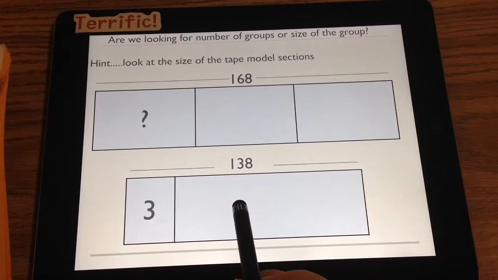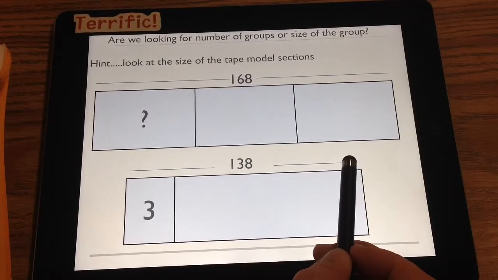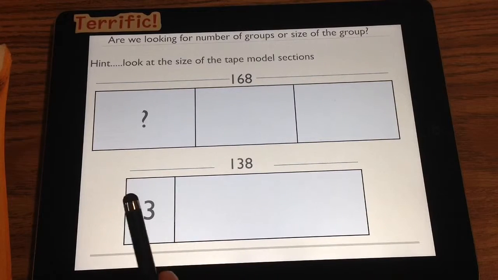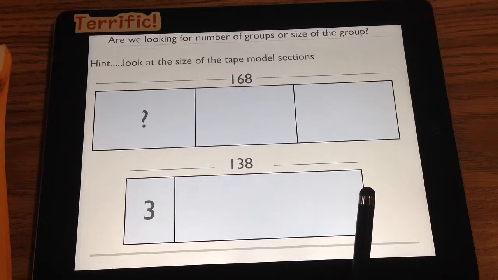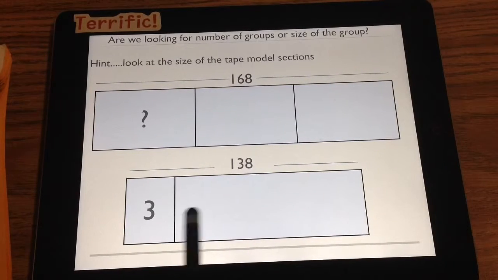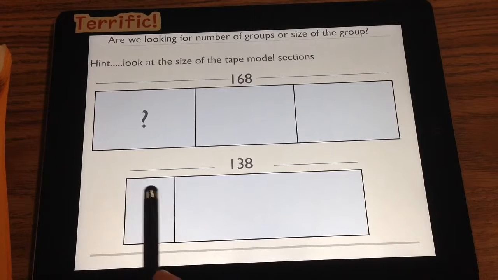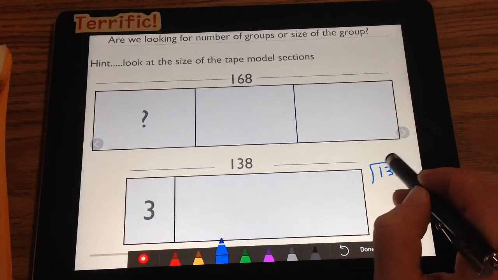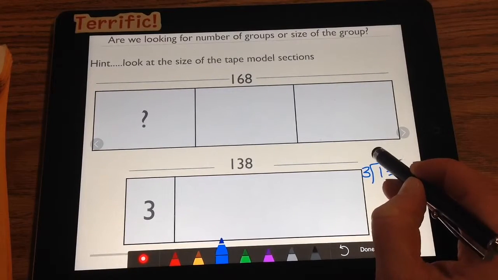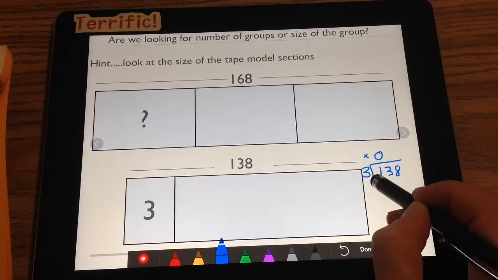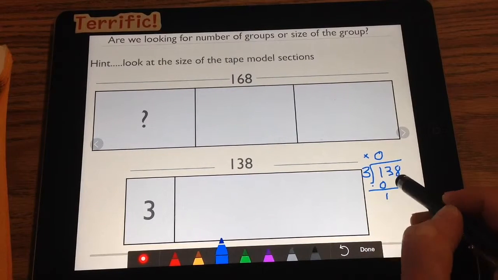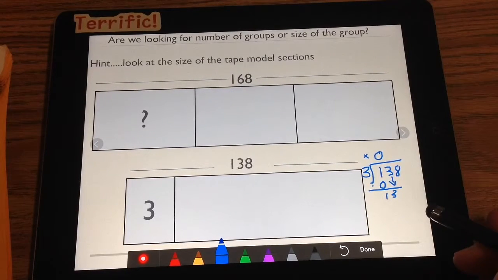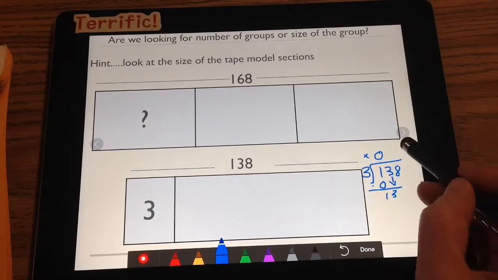If we look at our second problem here, I have a total of 138, and then I have 3 in one group. Do I have an equal number of groups here? No. So I actually don't know how many groups I have, but I do know how many are in each group. That's what that 3 tells me. So if I take 138 divided by 3, again I say 1 can't be divided into 3 groups evenly. So I subtract, I have 100 left, I unbundle, so I get 10 tens plus 3 tens is 13 tens.